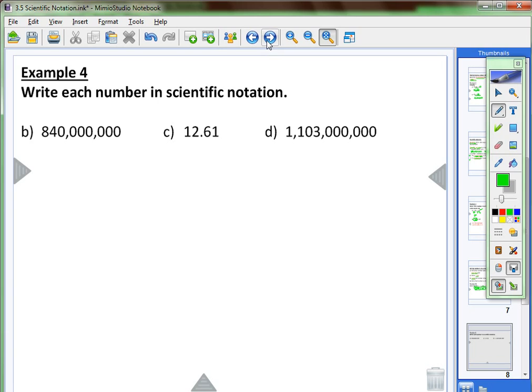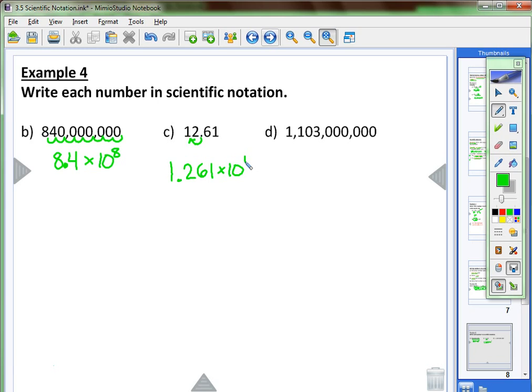All right, we're going to do B and C together, and then I'll let you do D and another one on your own. Part B, the first thing that we do is write the decimal point after the first non-zero digit, so 8.4. And then we write times 10. And then we count how far did it move? 1, 2, 3, 4, 5, 6, 7, 8 places. So 8.4 times 10 to the 8th power. In part C, we write 1.261, and then times 10. And we see that the decimal point only moved one place, so it's 10 to the first power.